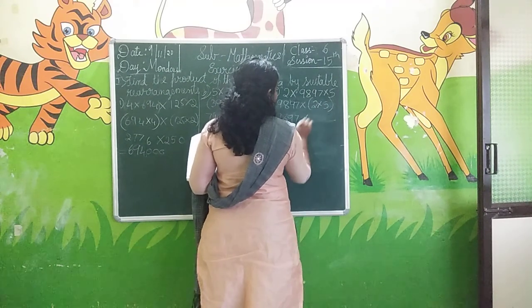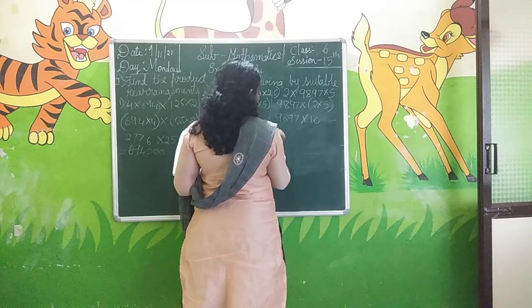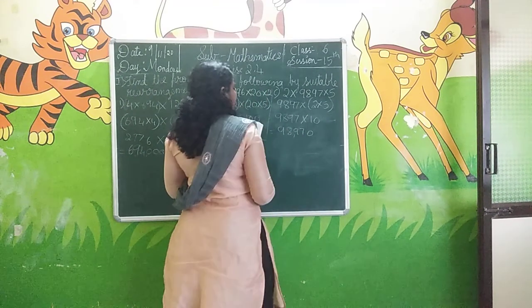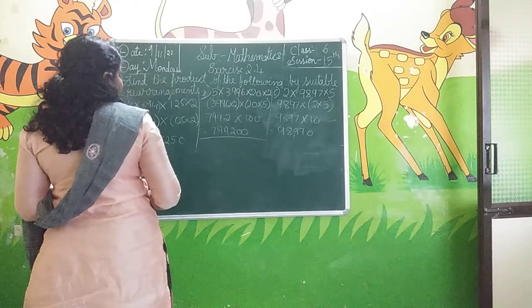9,897 into 5 2s are 10. Okay, when we multiply by 10 we get 98,970 as the answer.